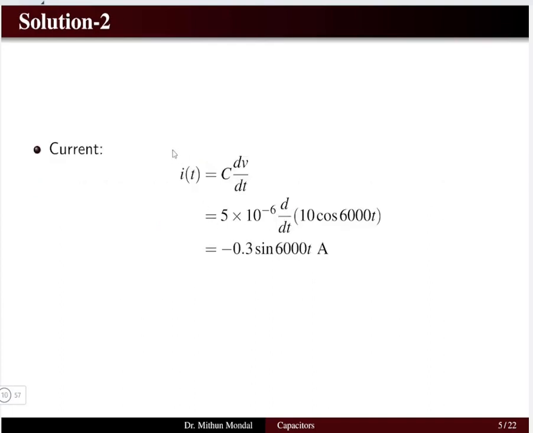So we know that the current through a capacitor is equal to C dV by dt. So we have the differential of the voltage. Voltage is a function of time. So if we differentiate the voltage and then substitute the value of the capacitance, we will get minus 0.3 sine 6000 t as the current. So here we are getting the current also as a function of time and voltage also as a function of time. So if we need to determine the magnitude of the current at a particular time, then we have to substitute that time in the current equation. So the first two problems are very simple.